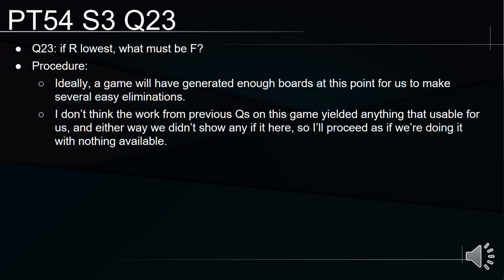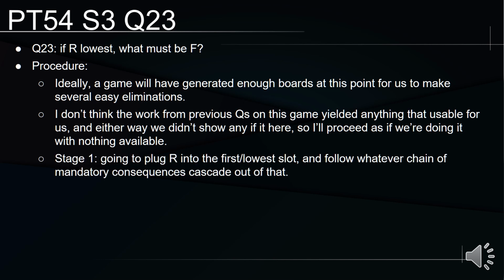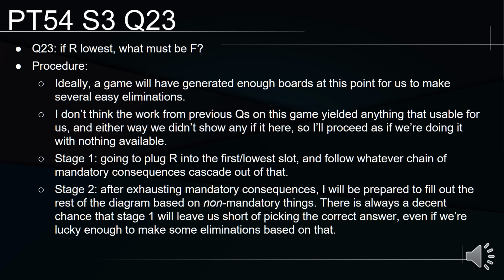And either way, even if it did, because we're not doing it together here, I am going to proceed as if we're doing it with nothing previous available. So it's going to be done cold and fresh. I'm going to start right up with stage 1. I'm going to plug R into that first/lowest price slot, and then follow whatever chain of mandatory consequences cascade out of that. After I've exhausted that, I will move into stage 2.